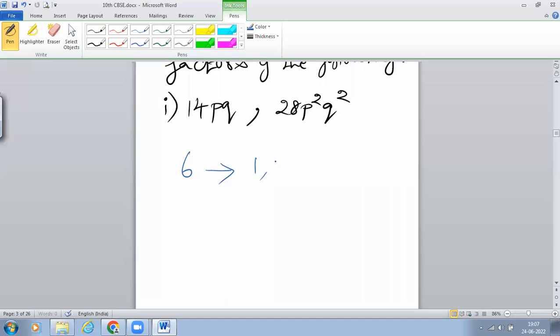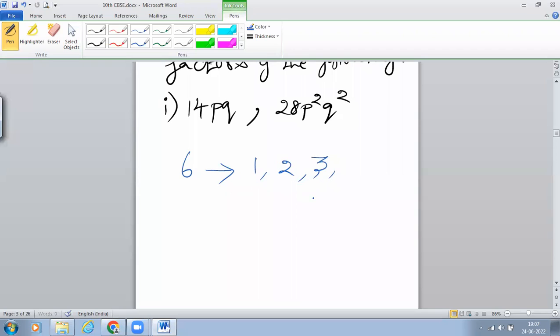First thing is 1. For every number, 1 is a factor, because every number is exactly divisible by 1. Here also 6 is exactly divisible by 1. So 1 is a factor of 6. And yes, 6 is exactly divisible by 2. Yes or no? Yes. So 2 is a factor of 6. Again, 6 is exactly divisible by 3. Therefore, 3 is a factor of 6.